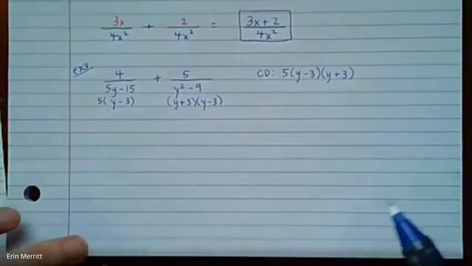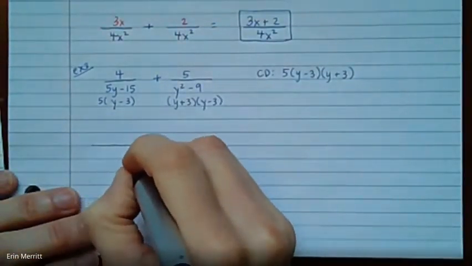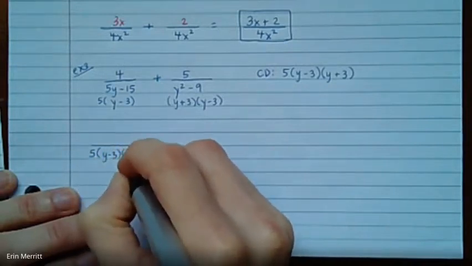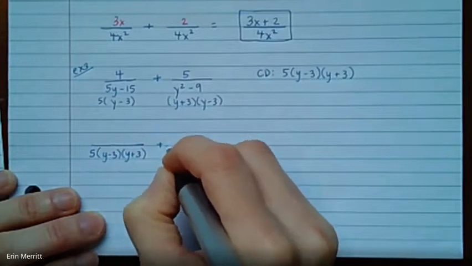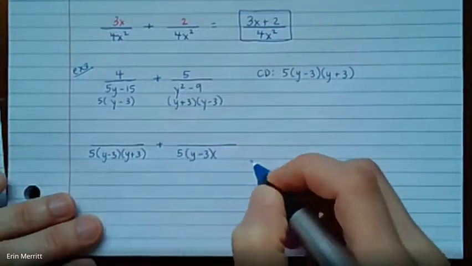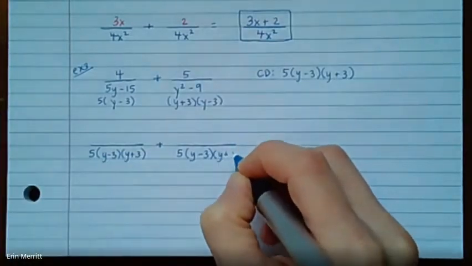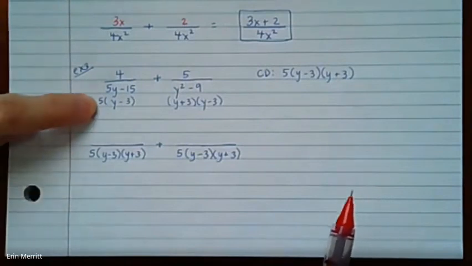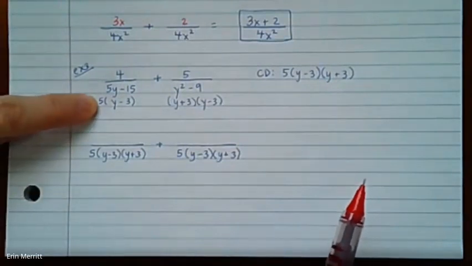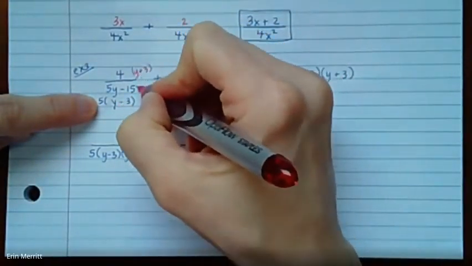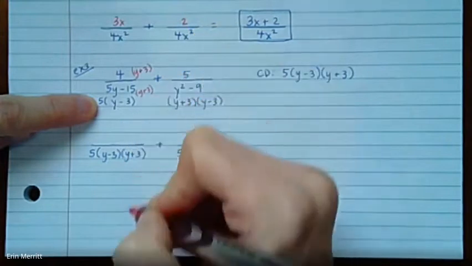becomes pretty easy, because your goal now is to get it over that common denominator of 5 times y minus 3 times y plus 3. Same thing here, get it set up, 5, y minus 3, and then y plus 3. All right, take a look at what you're missing. This one is just missing the y plus 3. So I have to multiply the top and bottom by the y plus 3. So times y plus 3 here, and then times y plus 3 here.